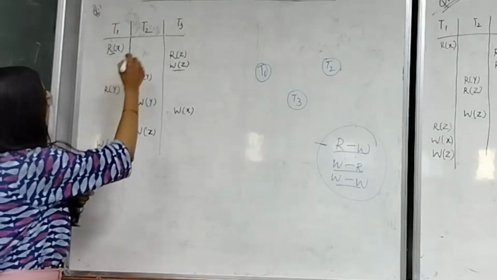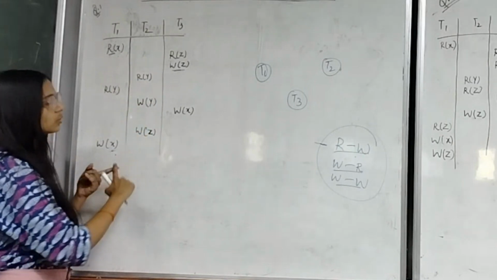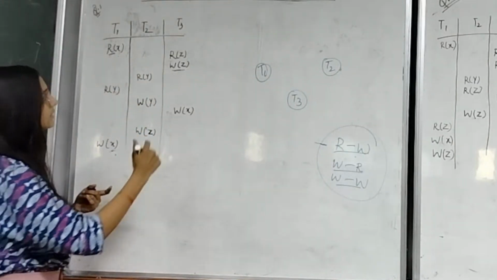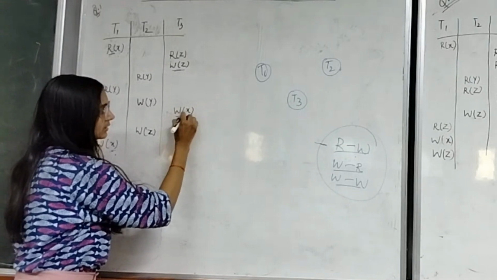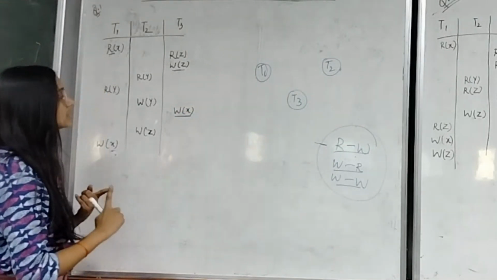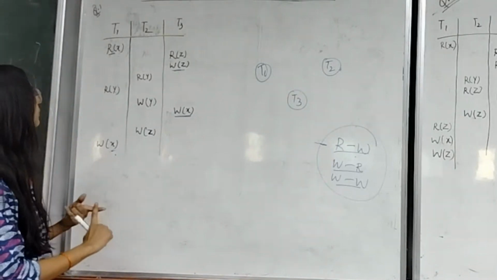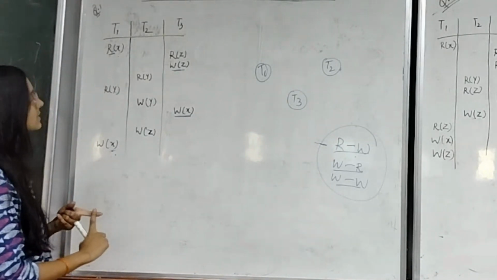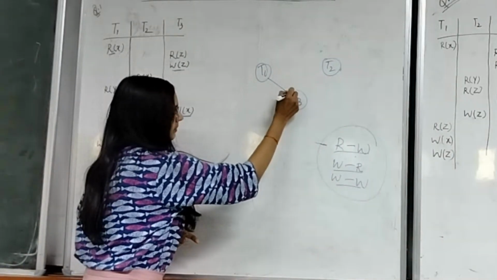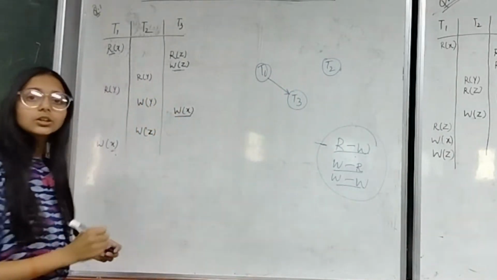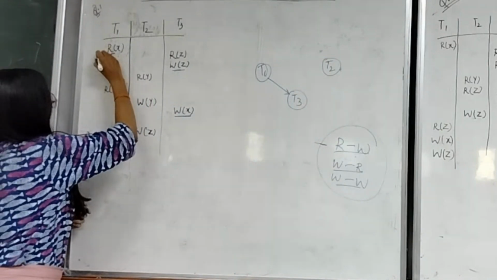Then we'll look in the transaction T2. There is no write on x operation. In transaction T3, here it is, the write on x operation. Thus there's a conflict, and we'll make a directed edge from transaction T1 to transaction T3. Here we go. So now we are done with this operation.